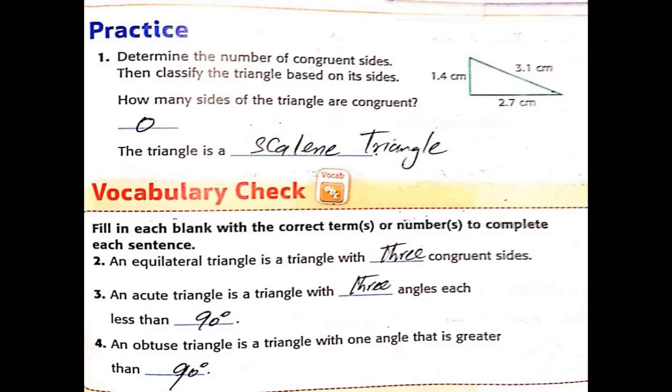Determine the number of congruent sides, then classify the triangle based on its side. How many sides of the triangles are congruent? You can see a triangle is given in your book. One side is 1.4 centimeter, other side is 2.7 centimeter, and the third side is 3.1 centimeter. We can see that the three sides are different. All are different.